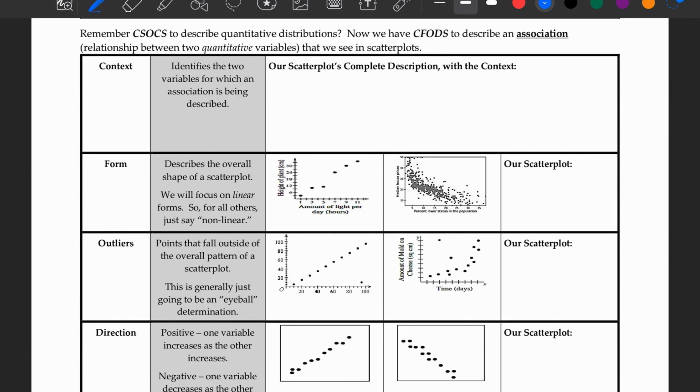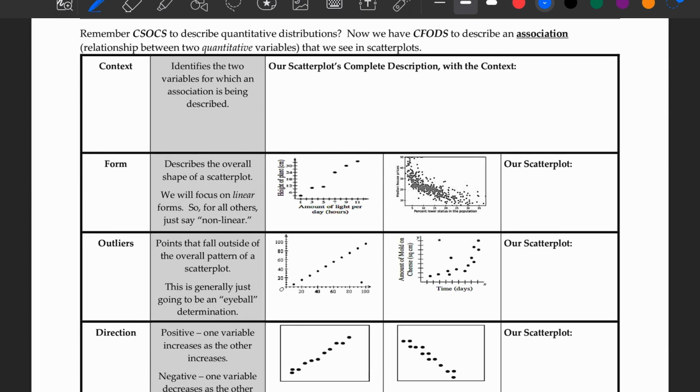So whether you're making the scatter plot on your calculator or by hand, or whether it's just given to you, a very common follow-up question is to describe the association that you see. And so we had CSOCS to help us remember what elements to think about for univariate data, just one variable. For scatter plots, we have CFODS. And that stands for context, form, outliers, direction, and strength.